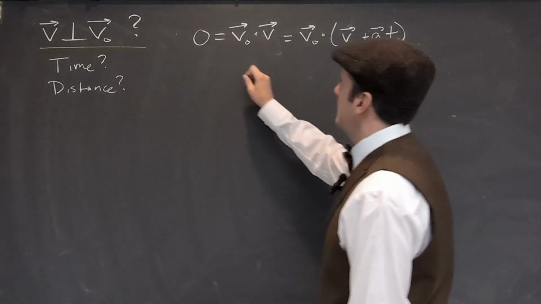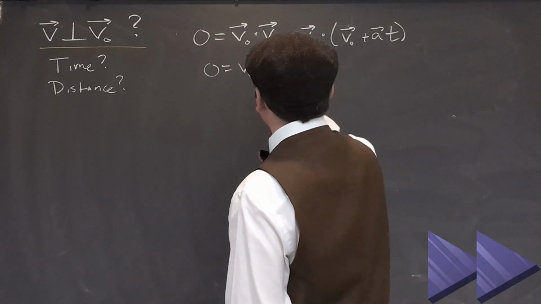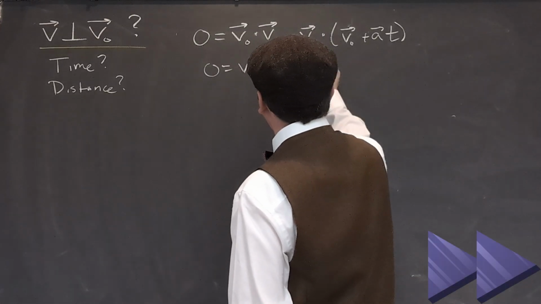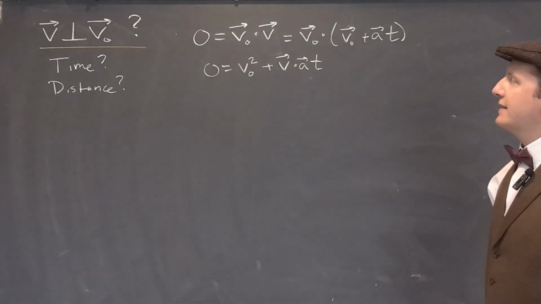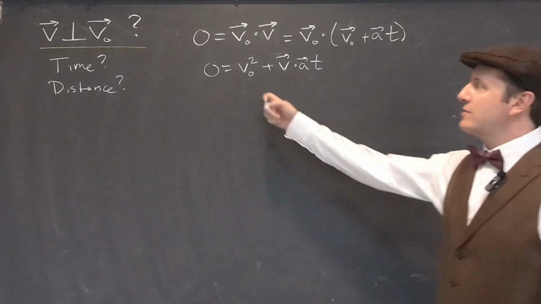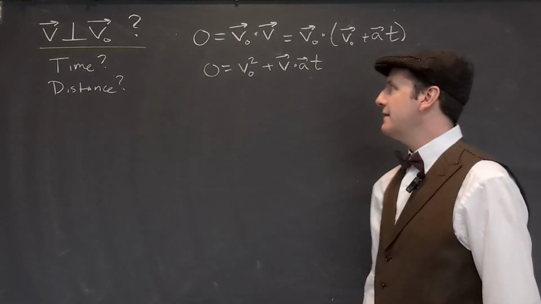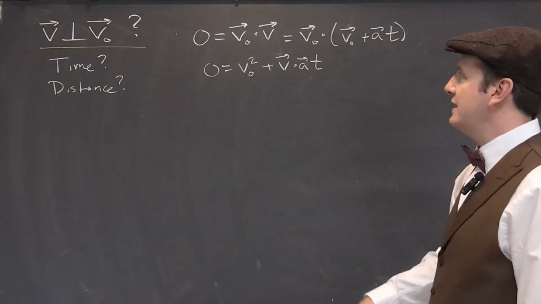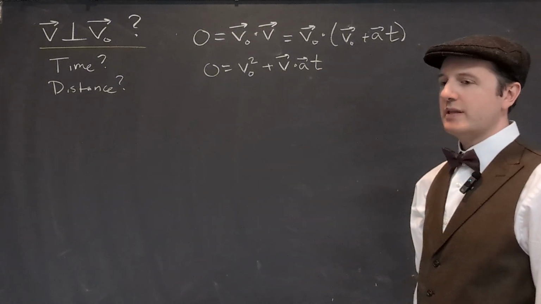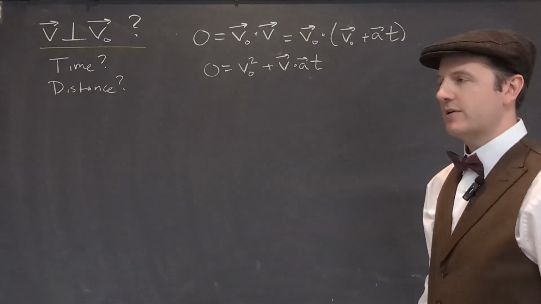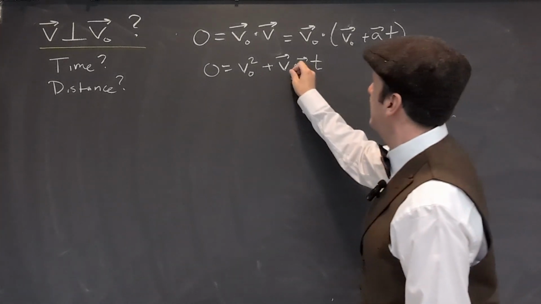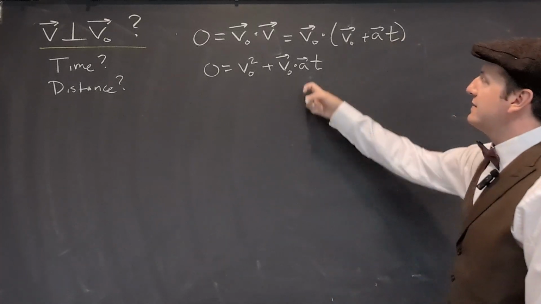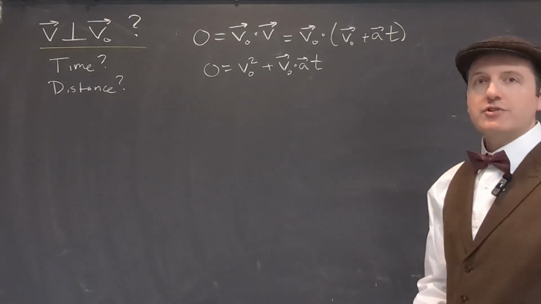Expanding out the dot product, we get a nice relation like this. V naught squared is now a scalar. That is the launch speed squared. T is the time we're looking for in this first bit. I just have to figure out what the dot product is between v naught and the acceleration.